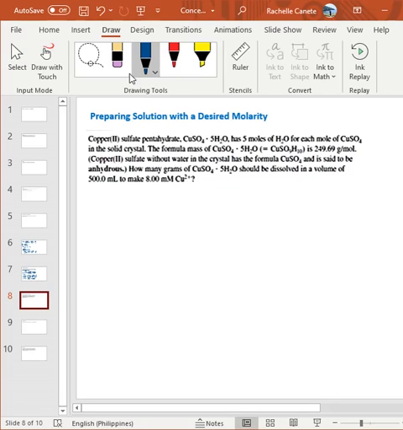So copper sulfate pentahydrate, or CuSO4 with 5 water molecules absorbed, has 5 moles of water for each mole of copper sulfate in the solid crystal. Okay, that's basically the formula. The formula mass is equal to 249.69 grams per mole. Now, copper 2 sulfate without water, if it's copper sulfate only, has the formula CuSO4 and is said to be anhydrous. Of course, that's anhydrous.